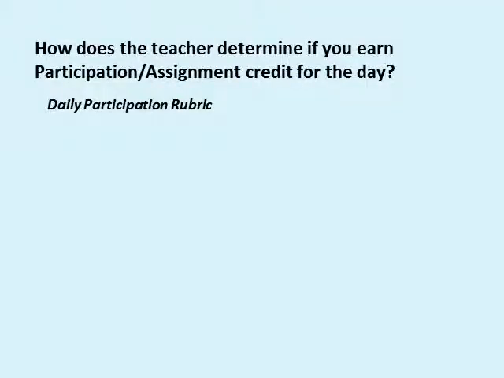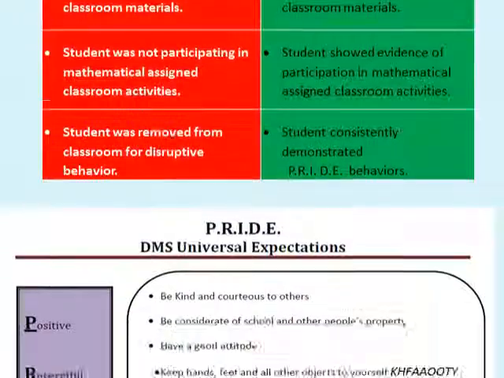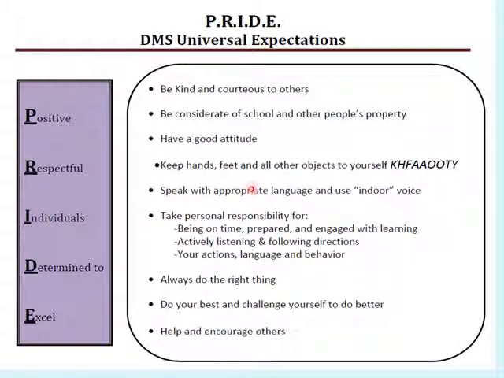So how do I determine if they get credit or not? Well, I have this rubric. And on this rubric, they either receive 0 for the day or 1 for the day, 1 point. So if they bring their materials, they participate and show evidence of that, and they demonstrate pride behaviors, then they will receive credit. Pride behaviors that stands for positive, respectful individuals determined to excel.